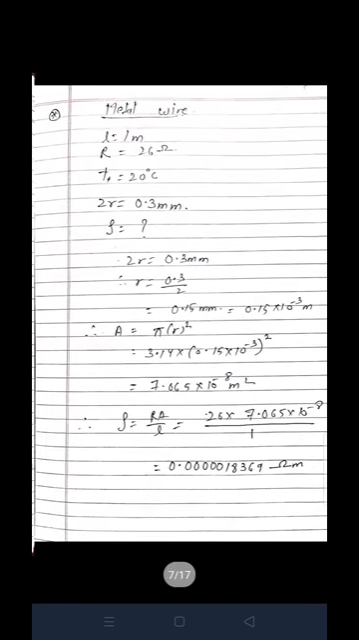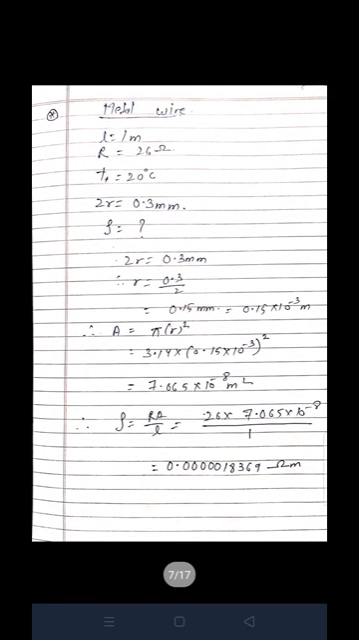Next topic is for a metal wire. The length of the wire is given, that is 1 meter. Resistance is given, temperature is given, and the diameter of the wire is given as 0.3 millimeter. To find the rho, we know the formula of rho is area into resistance by length. So resistance is given over here, length is given, but we have not been given the area. How to find the area?